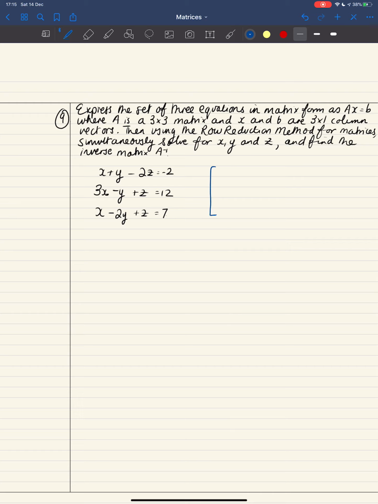To do this simultaneously and find the inverse matrix A minus 1, the way that we do this is 1, 1, minus 2, 3, minus 1, 1, 1, minus 2, 1. Like we did before, but because we actually want the inverse, we also row reduce the identity matrix as well. And then we've got the minus 2, 12, 7. And then we've also got the totals at the end.